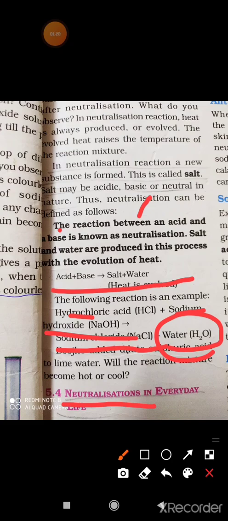So neutralization is the reaction between an acid and a base. When the acid and base are added in adequate amounts, the acid destroys the basic character of the base, and the base destroys the acidic character of the acid, and they form a new substance, that is salt. Water is the byproduct, and heat will evolve in this reaction.